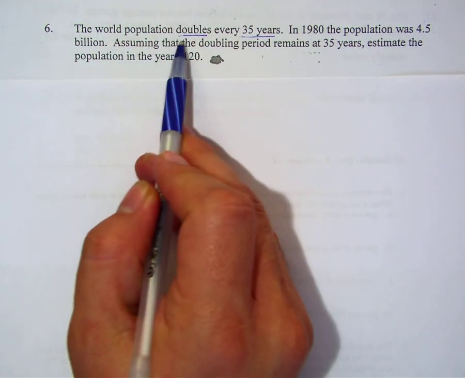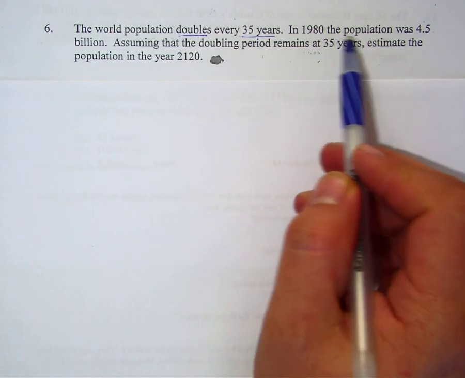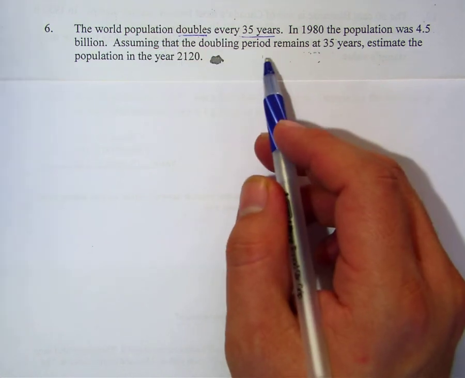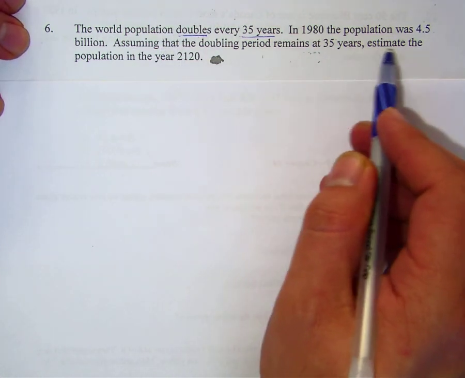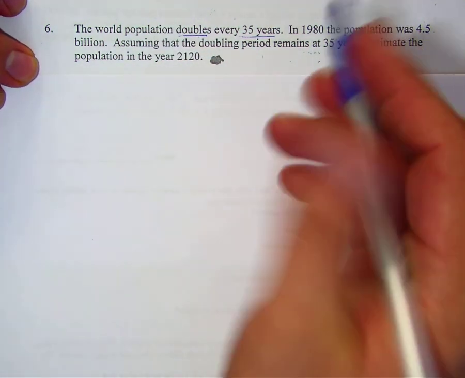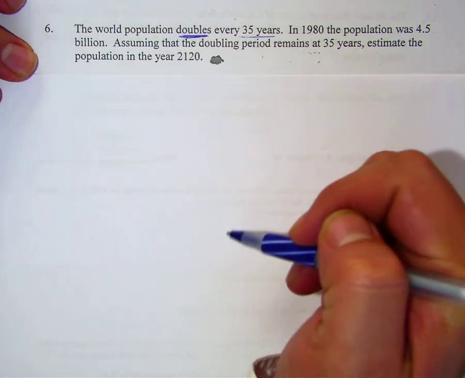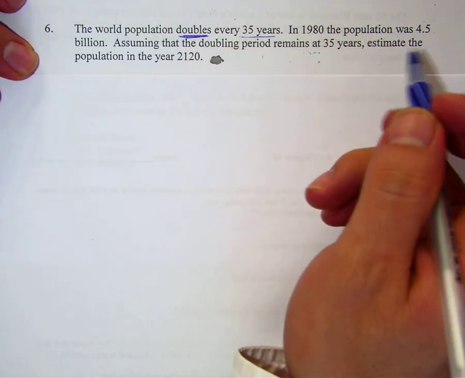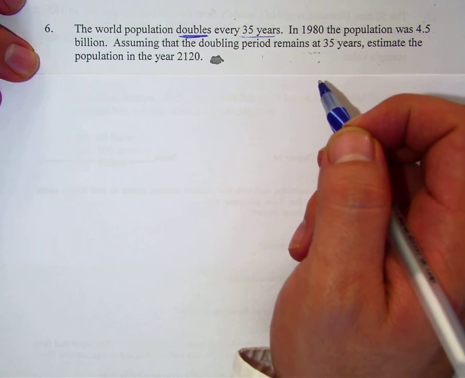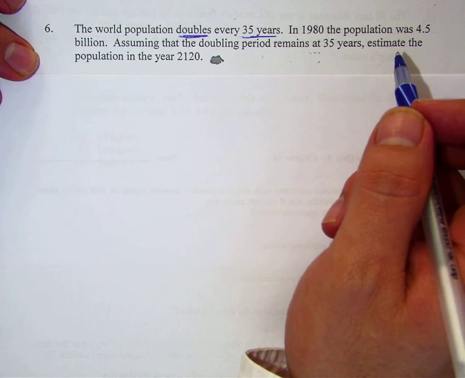The world population doubles every 35 years. In 1980, the population was 4.5 billion. Assuming that the doubling period remains 35 years, estimate the population in the year 2120. Now, this is going to be a doubling situation where we're going to use exponential growth. And I know when we talked about population, we really look at a logistic model, but let's assume that it's just going to keep growing in terms of an exponential model.